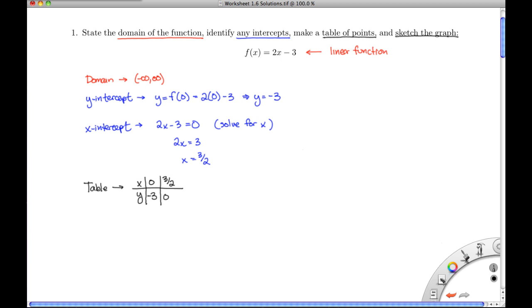All right, so let's now address this graph. We know it's a straight line. We've got the intercepts, so this should be a pretty easy task. So if we set up a pair of axes.